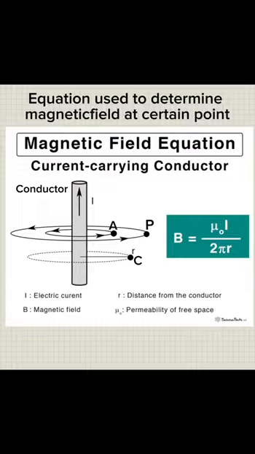Current is directly proportional to the magnetic field. When current increases, the magnetic field also increases. Distance is inversely proportional to the magnetic field. When the distance increases, the magnetic field decreases.